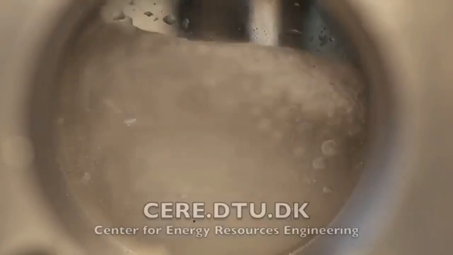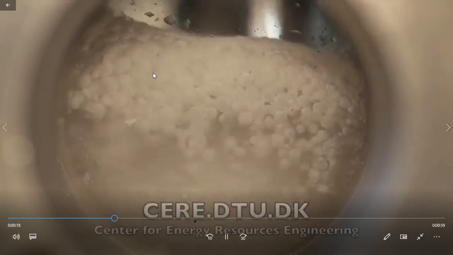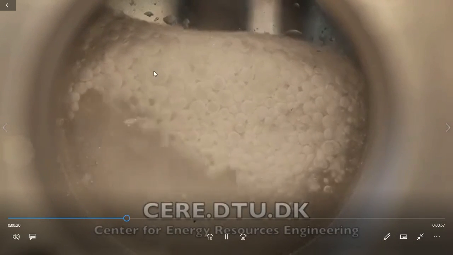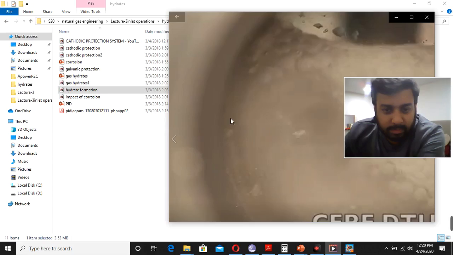Here you can see we are doing the lab experiment to see how the hydrates are formed, and when the equilibrium is lost, you see this white material here. The hydrates are formed here. You can see here, all our hydrates are formed.